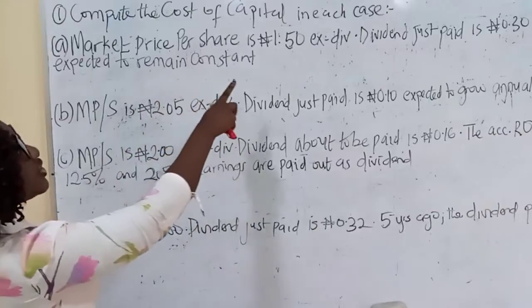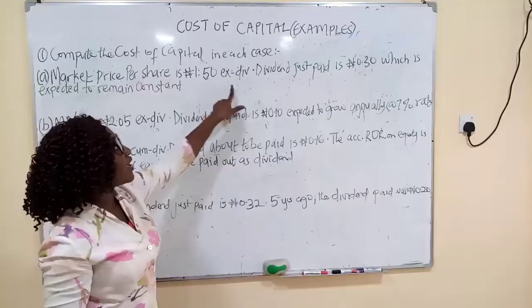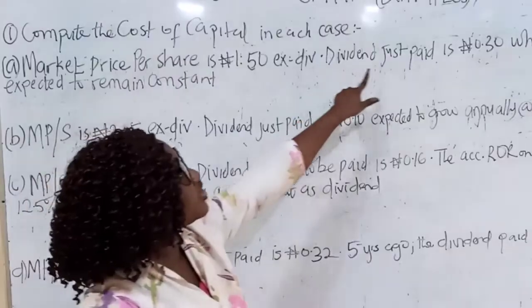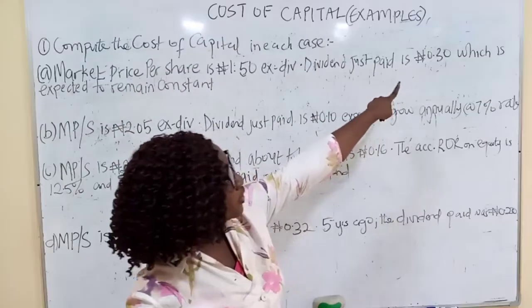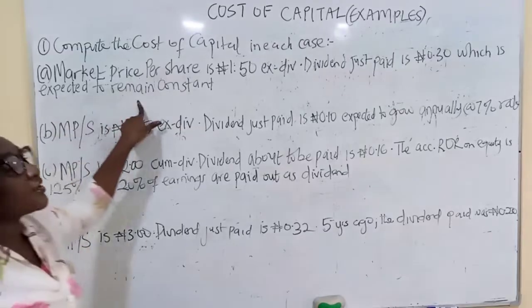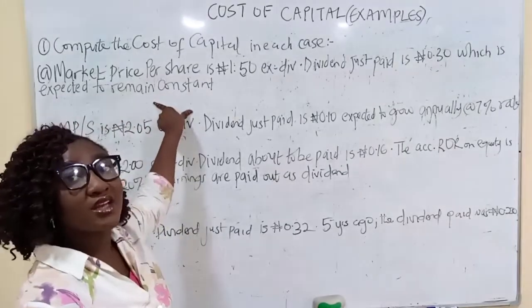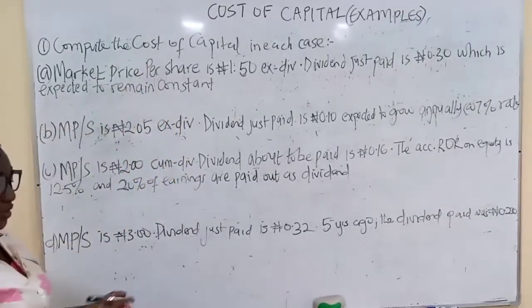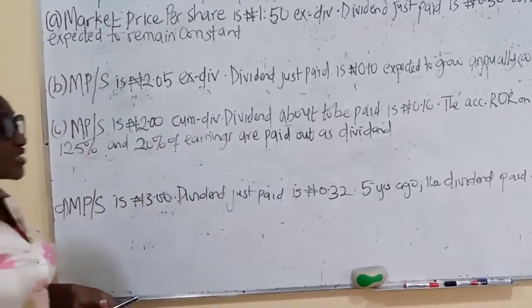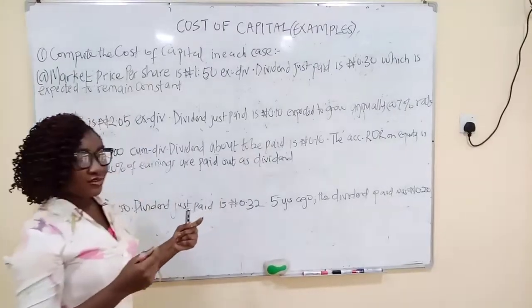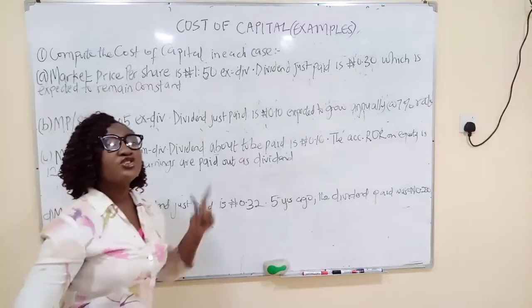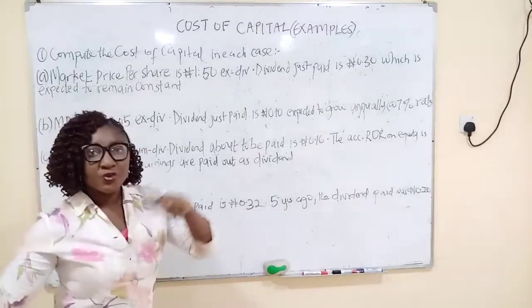Market price per share is 1 naira 50 kobo ex div. Dividend just paid is 0.3 naira, which is expected to remain constant. So what are they asked to calculate? Calculate the cost of capital. Once you see this information, it is expected that you know the formula to use. They won't tell you to use the dividend valuation model without growth.